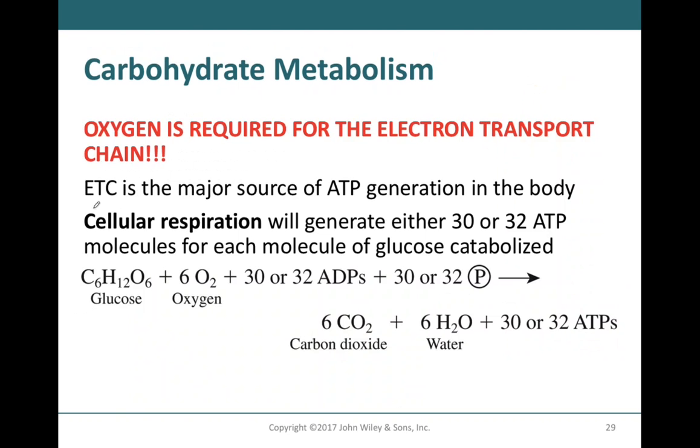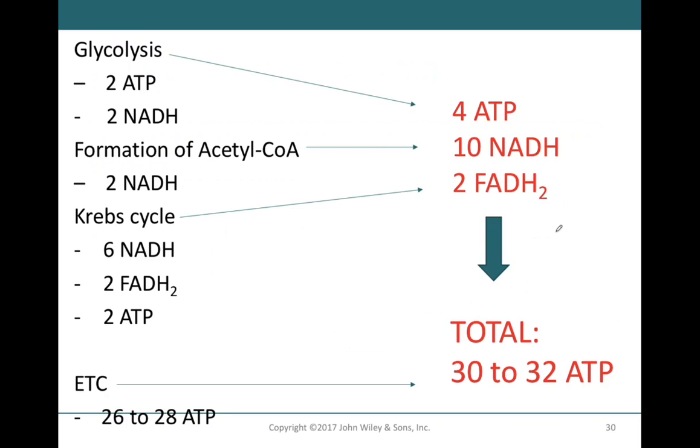So this is an understatement. The electron transport chain is the major source of ATP generation in our bodies. We get 30 to 32 ATP from the entirety of cellular respiration, and 26 to 28 of those ATP molecules are coming from the electron transport chain. So for every 1 molecule of glucose, we get 30 to 32 ATP.